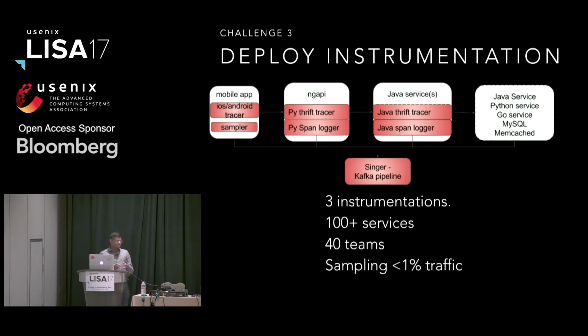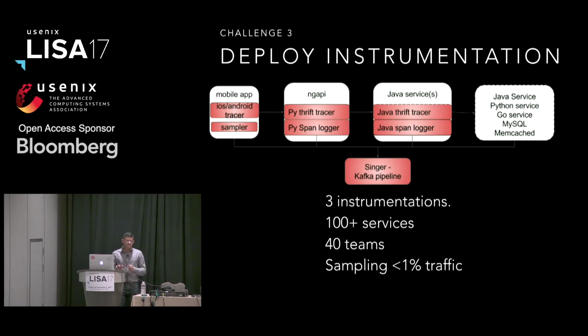Then once we had the aggregation and report pipeline, the next step was deploying our instrumentation to all the services. This in itself was a big challenge. We built roughly 3 instrumentations across 3 stacks, and we had to get this instrumentation into services. To do that, we had to roughly deploy 100+ services. And to deploy this instrumentation across 100+ services, we had to work with roughly 40 teams.